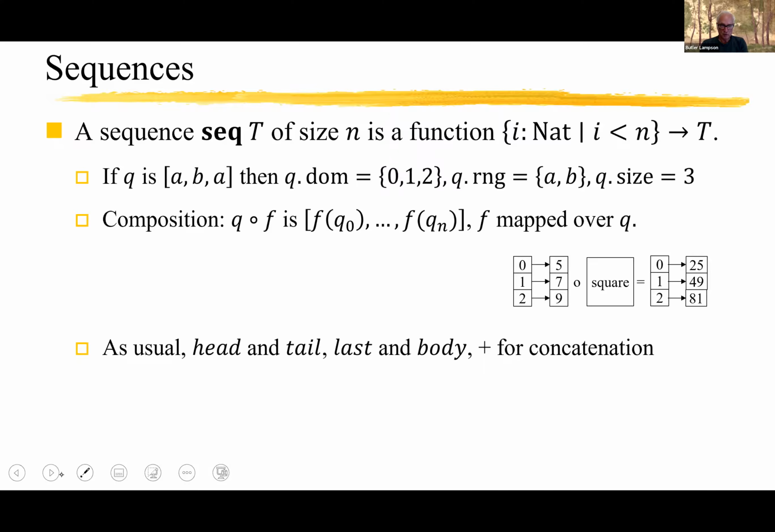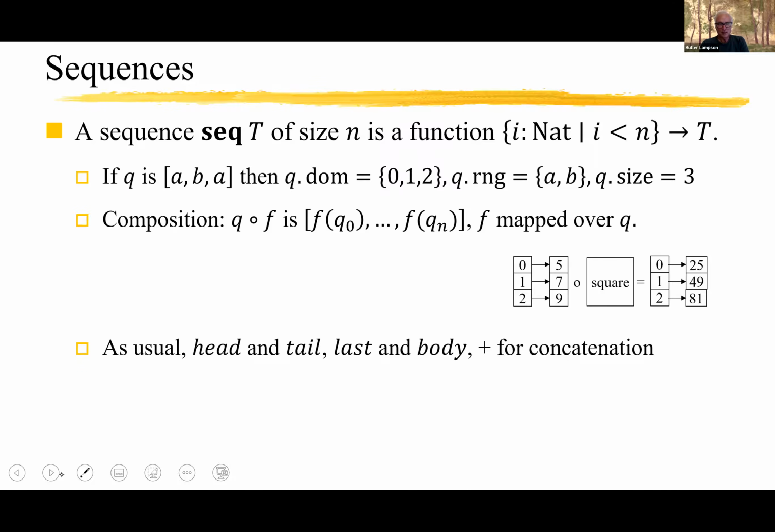A sequence is a function from natural numbers to some type T. The domain of the function is the indexes of the sequence, which for this example of a sequence Q, which is just ABA, the domain is going to be 0, 1, 2, because those are the indices that are defined. The range is just going to be the set consisting of A and B, and the size of the sequence is 3. No big surprise.